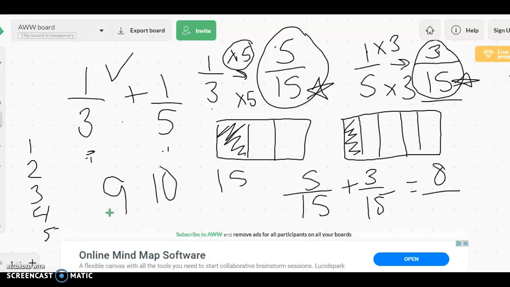15. We don't actually add this 15 together. We keep it the same now. And now 8 over 15. Kind of fun, huh? All right, so that's what you're going to do for the rest of them. We will do one more problem together.